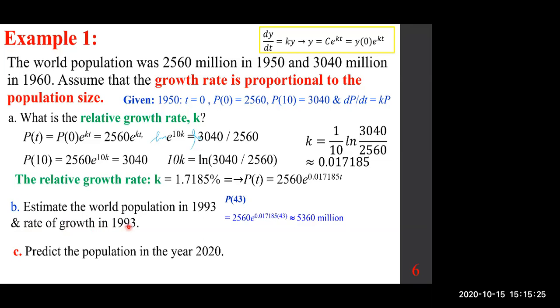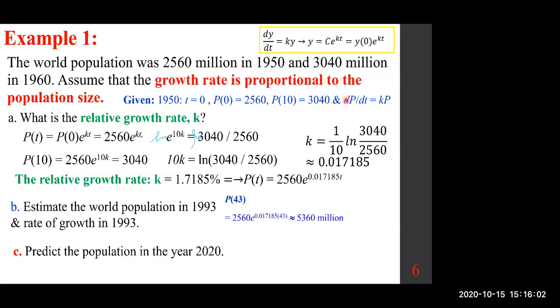Rate of growth in 1993. So we got P of 43 and we're done. What is, and again, approximation, you know, what is the rate of growth in 1993? That is dP/dt. Go back up here. dP/dt is the rate of growth. Now, what is dP/dt equal to? K times P. So you can calculate the left or you calculate the right.